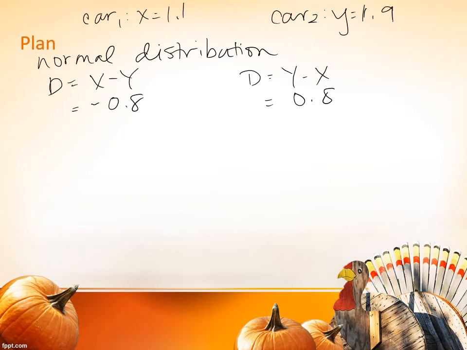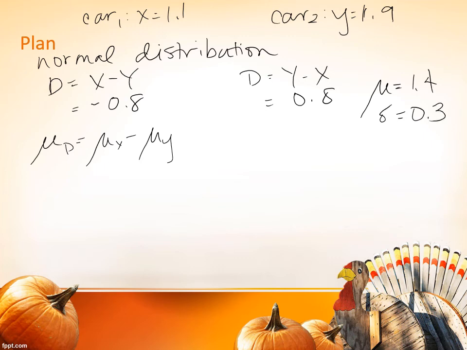And then I want to talk about the mean. So the mean of the difference is going to be my mean of what x should be minus my mean of what y should be. Now the mean was given to us as 1.4. So both cars should have a mean of 1.4, and they should have a standard deviation of 0.3. So it's 1.4 minus 1.4, hey, guess what? It's 0. So my mean of my difference is 0.